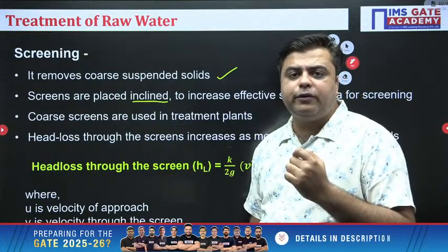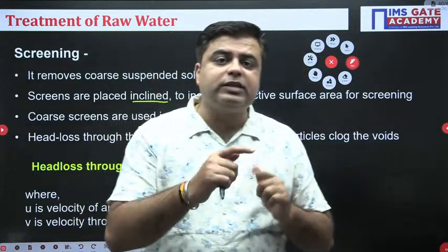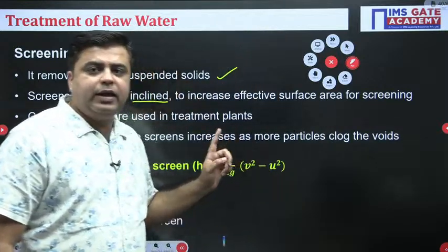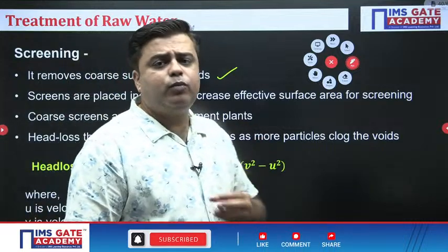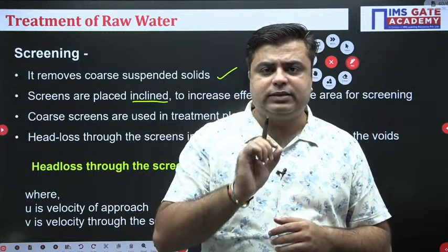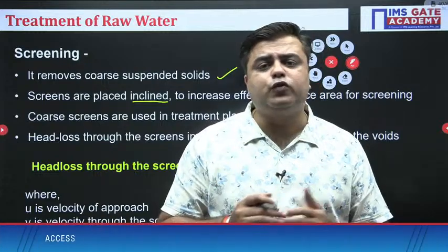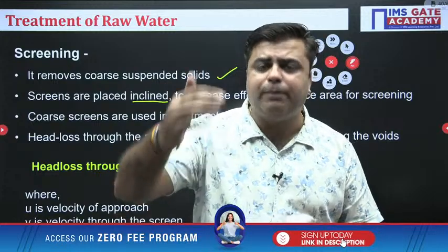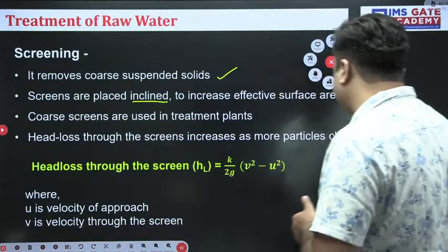Now over the period of time, as more voids are clogged, velocity through the screen keeps on increasing. And if velocity through the screen keeps on increasing, head loss through the screen also keeps on increasing. It is as simple as that. If more voids are choked, then the area available for the flow will be less, and that area will offer huge frictional resistance to the flow happening through the screens. That is why the head loss also increases when the flow takes place through the screens.